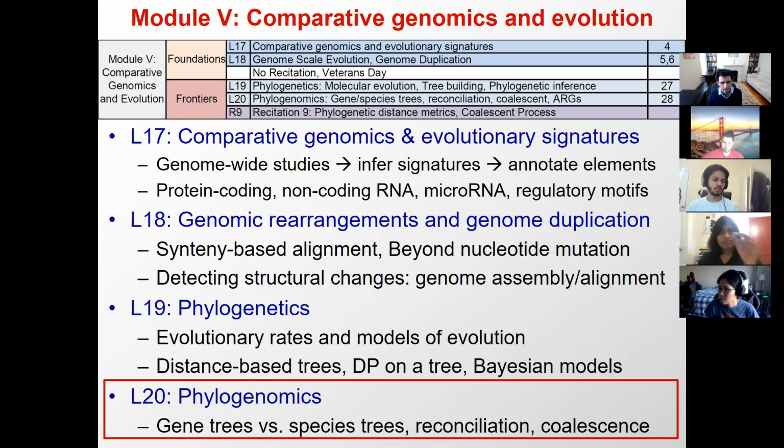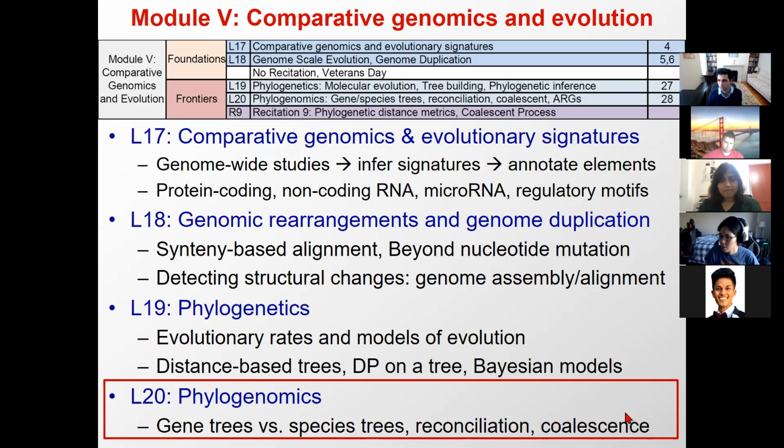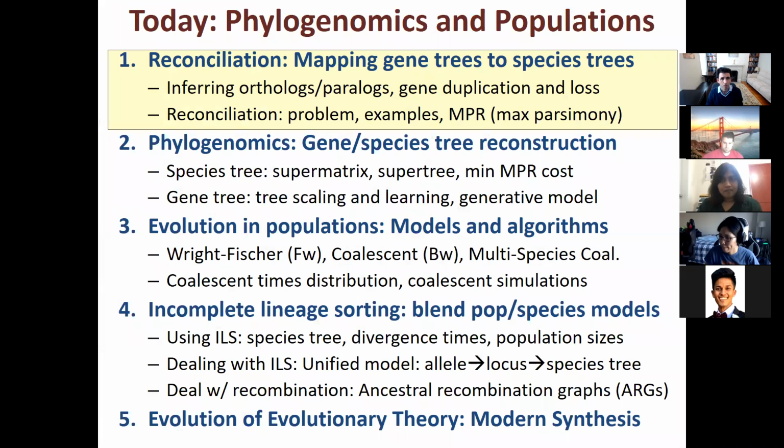So the goal is going to be to actually distinguish between gene trees and species trees, to talk about reconciliation of gene trees and species trees, and also coalescence of duplication and loss in the context of population differences. So first, we're going to be talking about reconciliation. How do we map gene trees to species trees? How do we infer orthologs, paralogs, gene duplication and loss using this mapping? And then the problem of reconciliation with specific examples, and also maximum parsimony reconciliation.